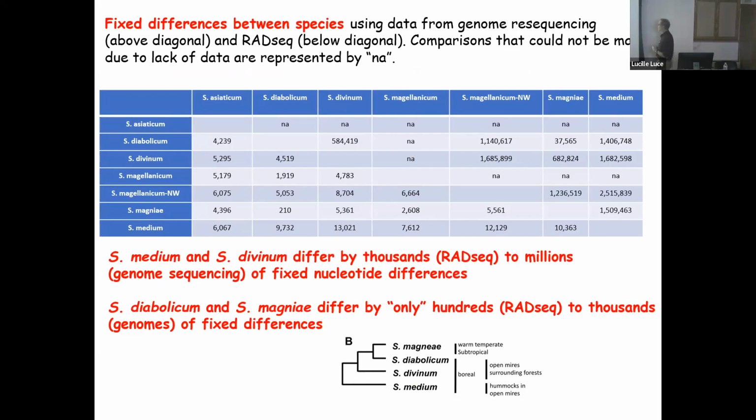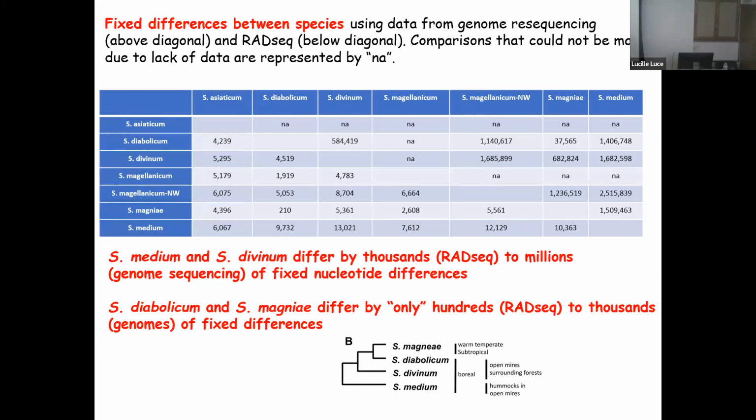look at relationships. Now, you probably can't read these numbers, but the punchline is written up there and down here. This is summarizing numbers of fixed differences between those species that we had RAD-seq and genome resequencing data for. And the bottom line is, as you can see from the topology, Sphagnum medium and divinum differ by thousands in the case of RAD-seq data to millions of fixed nucleotide differences between those species.